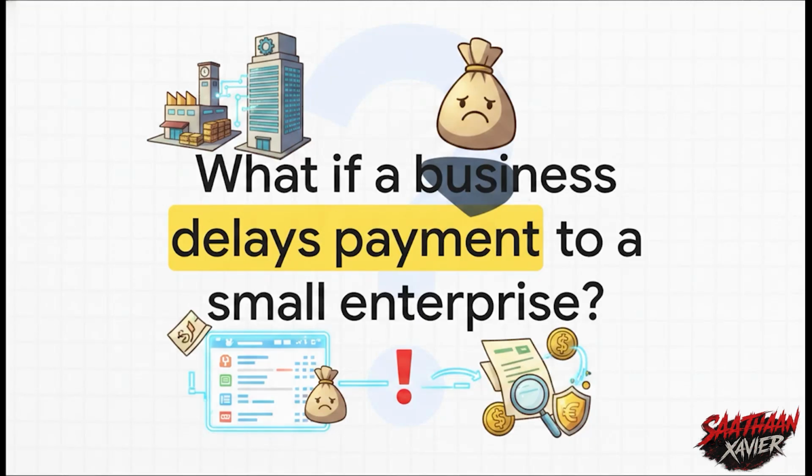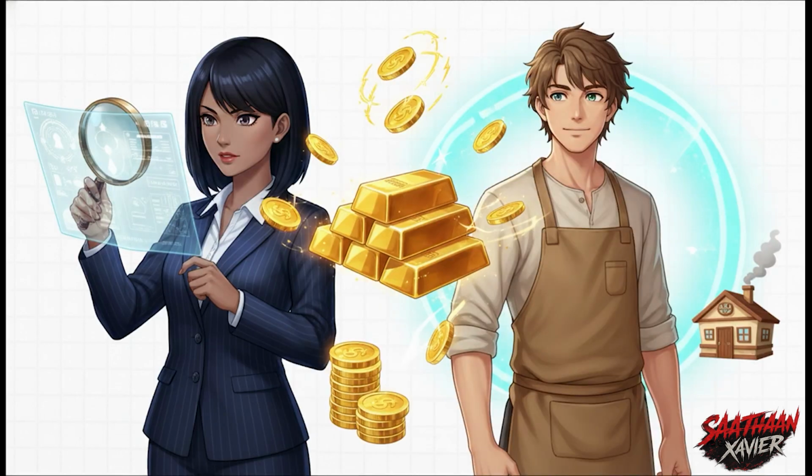What happens if a business delays a payment to a small enterprise? You might assume it just blends into standard payables, right? Not at all. The regulatory framework we're studying mandates intense, unavoidable transparency around this to protect smaller suppliers. The MSME, that stands for Micro, Small, and Medium Enterprises, disclosure rules are incredibly strict. If a business owes money to these small suppliers, they absolutely cannot hide it.